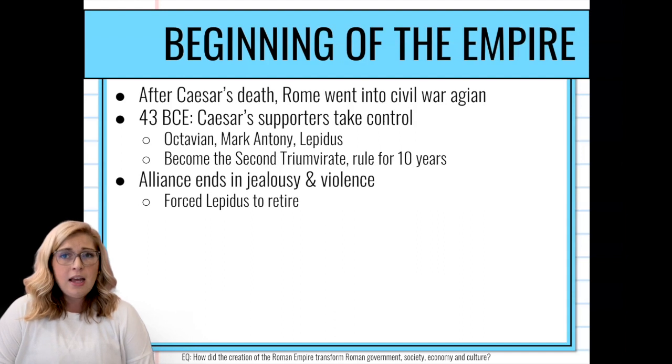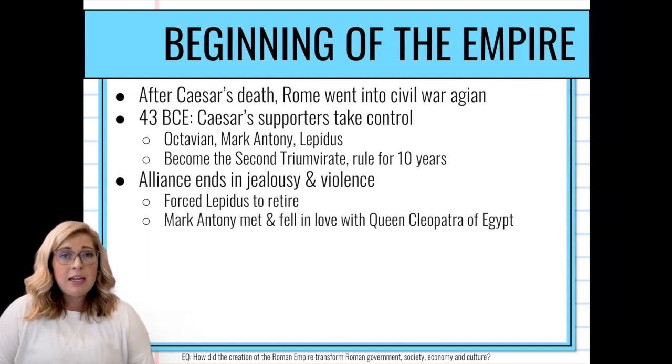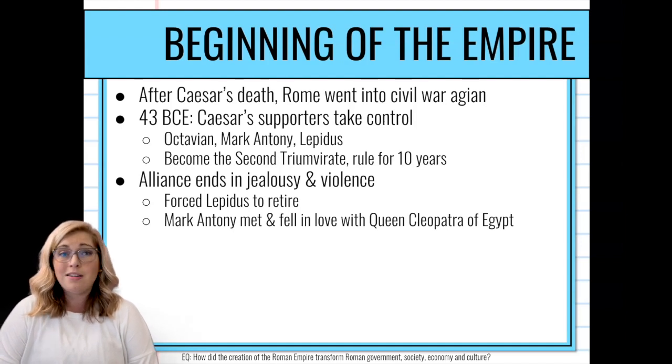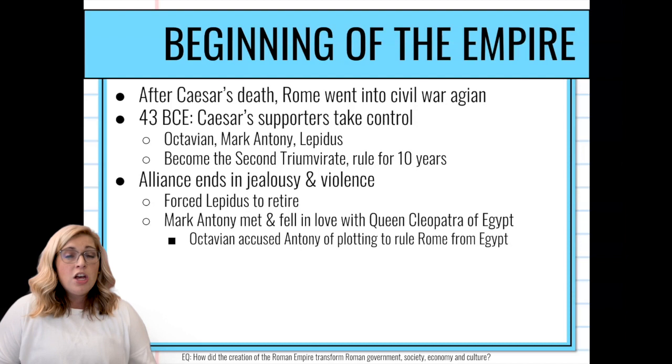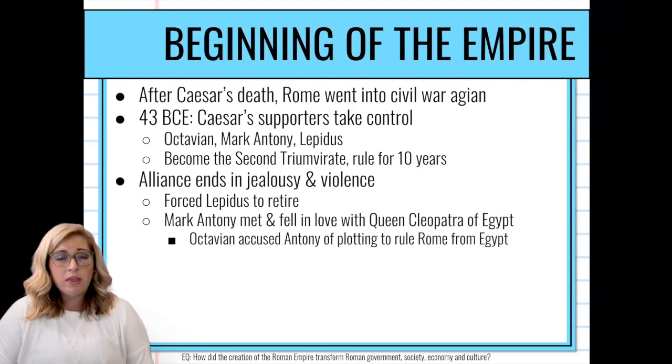Mark Antony goes off to Egypt. He meets and falls in love with Queen Cleopatra of Egypt. And Octavian actually kind of accuses him. He says, look, I see that you're trying to get over there with Egypt. You want to build your own little empire. You're trying to rule Rome from Egypt. I'm not cool with that. So they go into a huge battle with them.